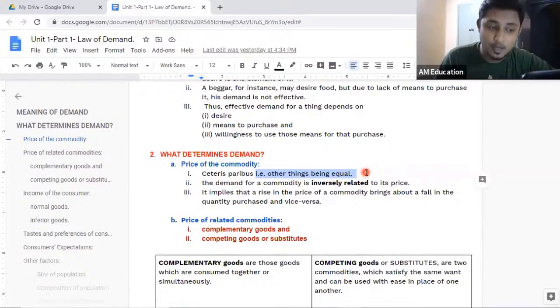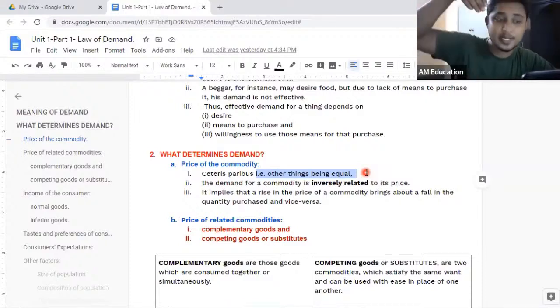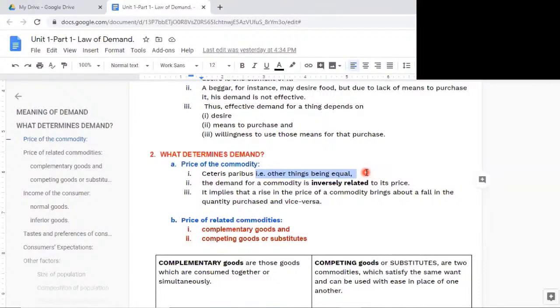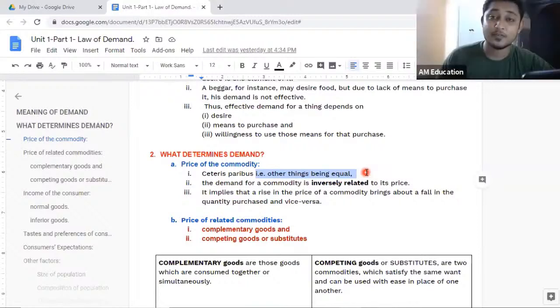The demand for a commodity is inversely related to its price, right? It implies that a rise in the price of a commodity brings about a fall in the quantity purchased and vice versa. Do you guys agree with that? A rise in the price of a commodity brings a fall in the quantity purchased of that commodity. Does it happen like that? Yes, sir. Yeah, right. And if the price of a commodity is falling down, the quantity purchased of that product?